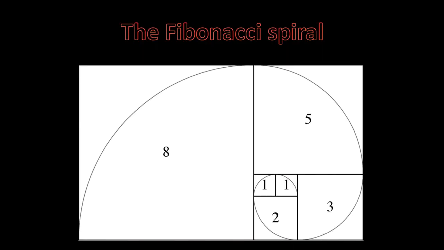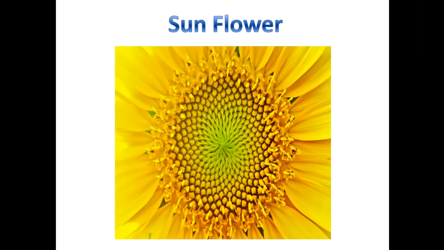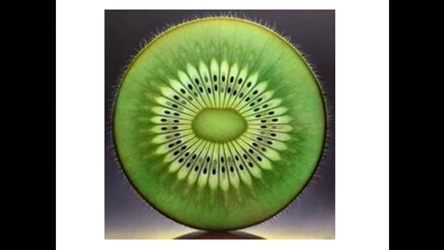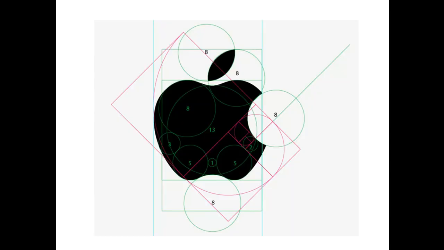This rectangle also creates a spiral, which is shown a lot in nature. For example, a sunflower, or a shell. The Fibonacci sequence influences us a lot in modern times, as it is everywhere. It's even on your food. And it's even on some of your computers.